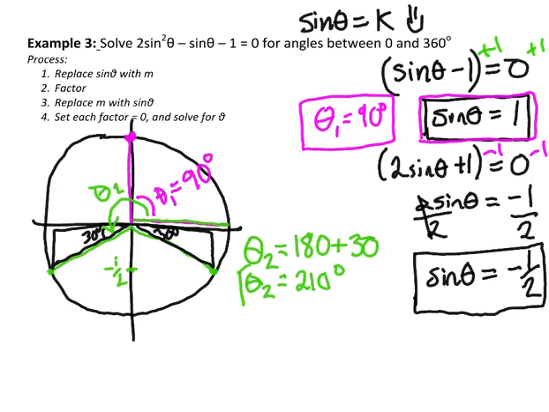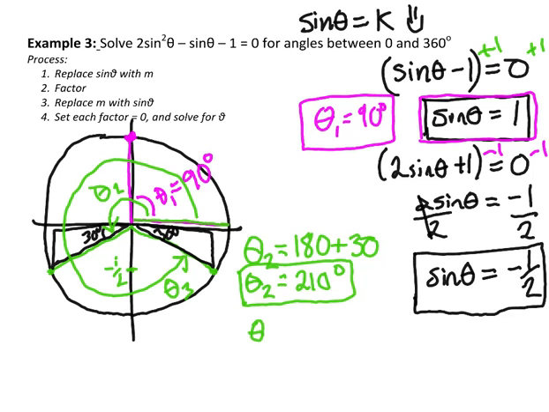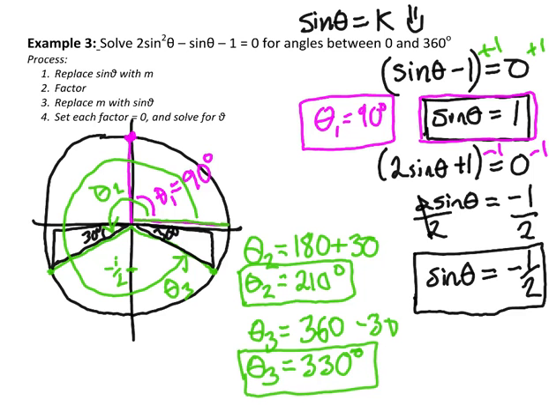So that's another solution to this. And the very last one, theta 3, I'm going to go all the way around here. There's theta 3. Theta 3 looks like you're going all the way to 360, right? And then backing up by 30. So that would be 360 minus 30, or in other words, 330 degrees. So those are my three answers. 90 degrees, 210 degrees, and 330 degrees are the three solutions to this quadratic.